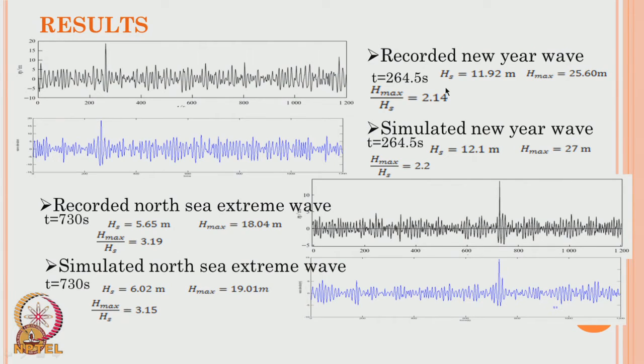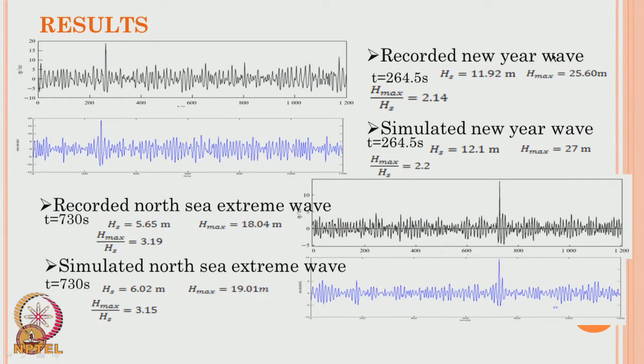Using the spectral function and the sea surface elevation, a typical New Year wave is simulated exactly at 264.5 seconds. From this time history you can see here, the Hs of the simulated wave is about 12.1 meters and Hmax is about 27 meters, and the ratio closely matches the recorded New Year wave. Similarly, a North Sea extreme wave was recorded at t equal to 730 seconds, with an Hs to Hmax ratio of 3.19. A wave of the same nature was simulated using the equation shown on the last slide exactly at 730 seconds, and the ratio closely matches that of the observed waves.